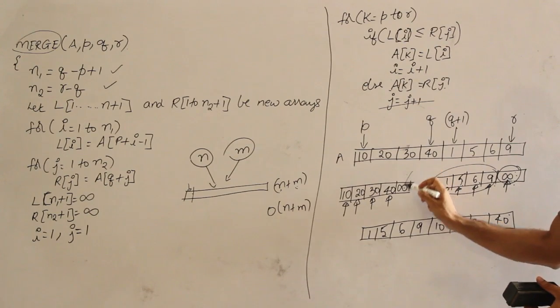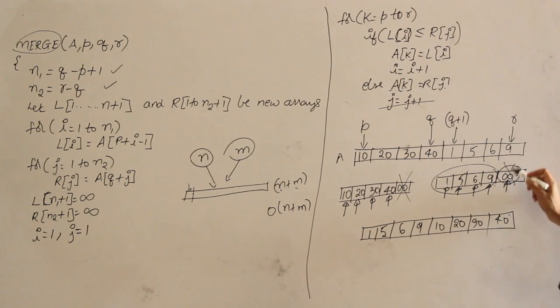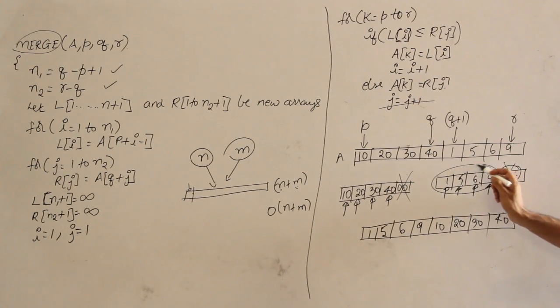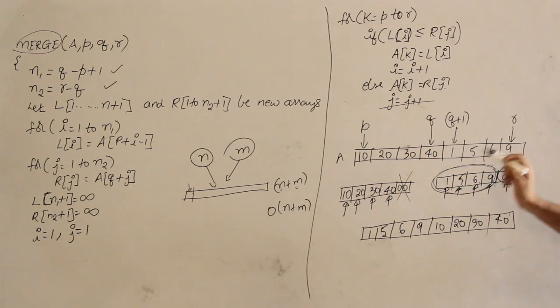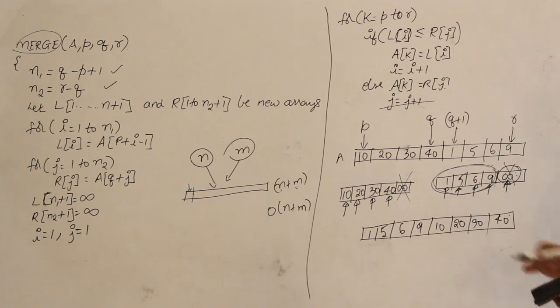If you don't like having this infinity at the end, maybe you might have to change the code in such a way that you check if one list is over. If that is the case, you have to copy the remaining list completely. That is the only reason why infinity is added.